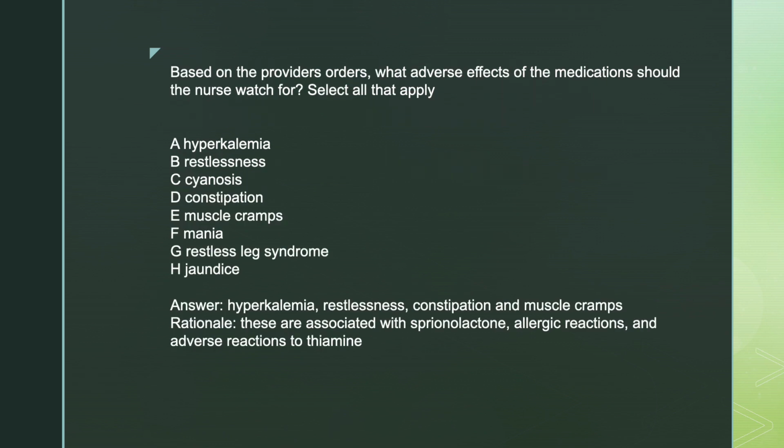So based on the provider's orders, what adverse effect of the medication should the nurse watch out for? Select all that apply. So we have A, hyperkalemia, B, restlessness, C, cyanosis, D, constipation, and E, muscle cramps, F, mania, G, restless leg syndrome, H, jaundice. So the answer here is going to be hyperkalemia, restlessness, constipation, and muscle cramps. And the rationale is that these are all associated with spironolactone, allergic reactions, and adverse reactions to thiamine.